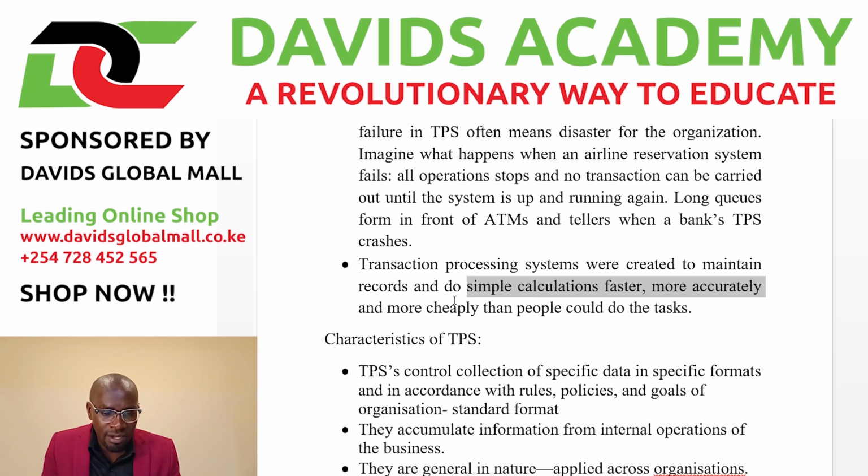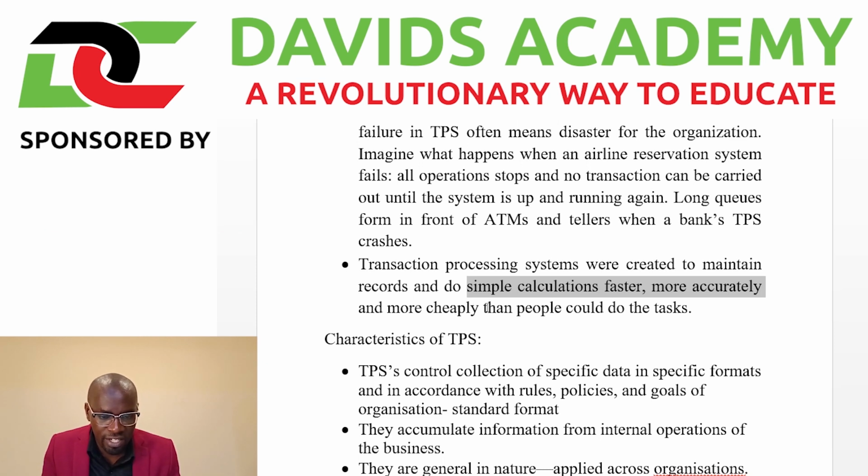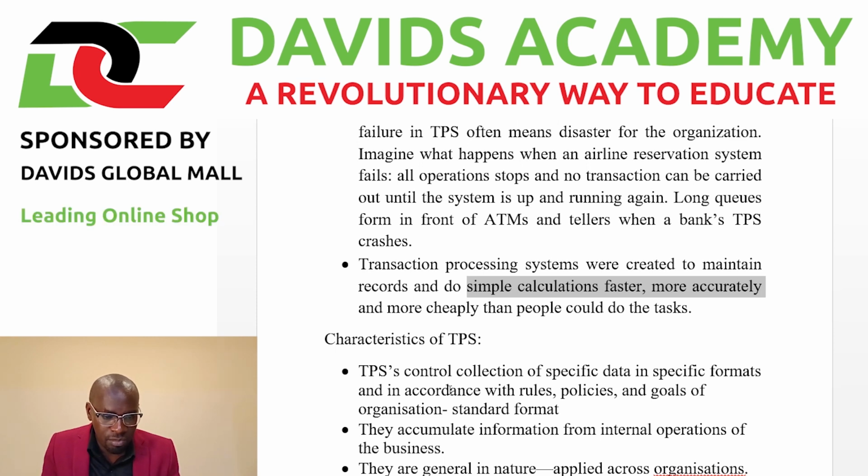Remember, using those calculators, you could do some miscalculation and all that. But with the system, the TPS is very fast. You can pick 1,000 items in the supermarket and the calculations will be done very fast and accurately within a short time. And that is one advantage of TPS.